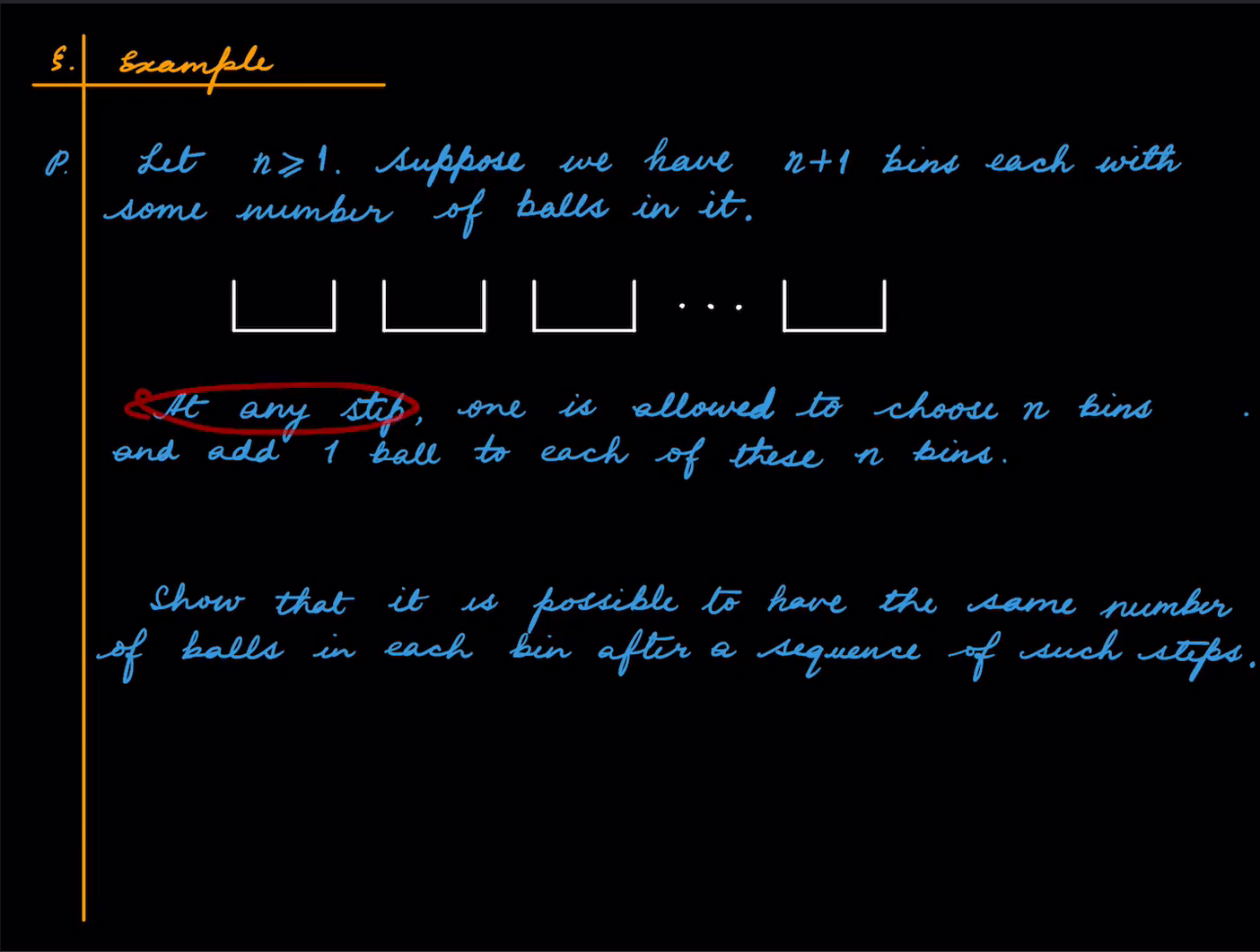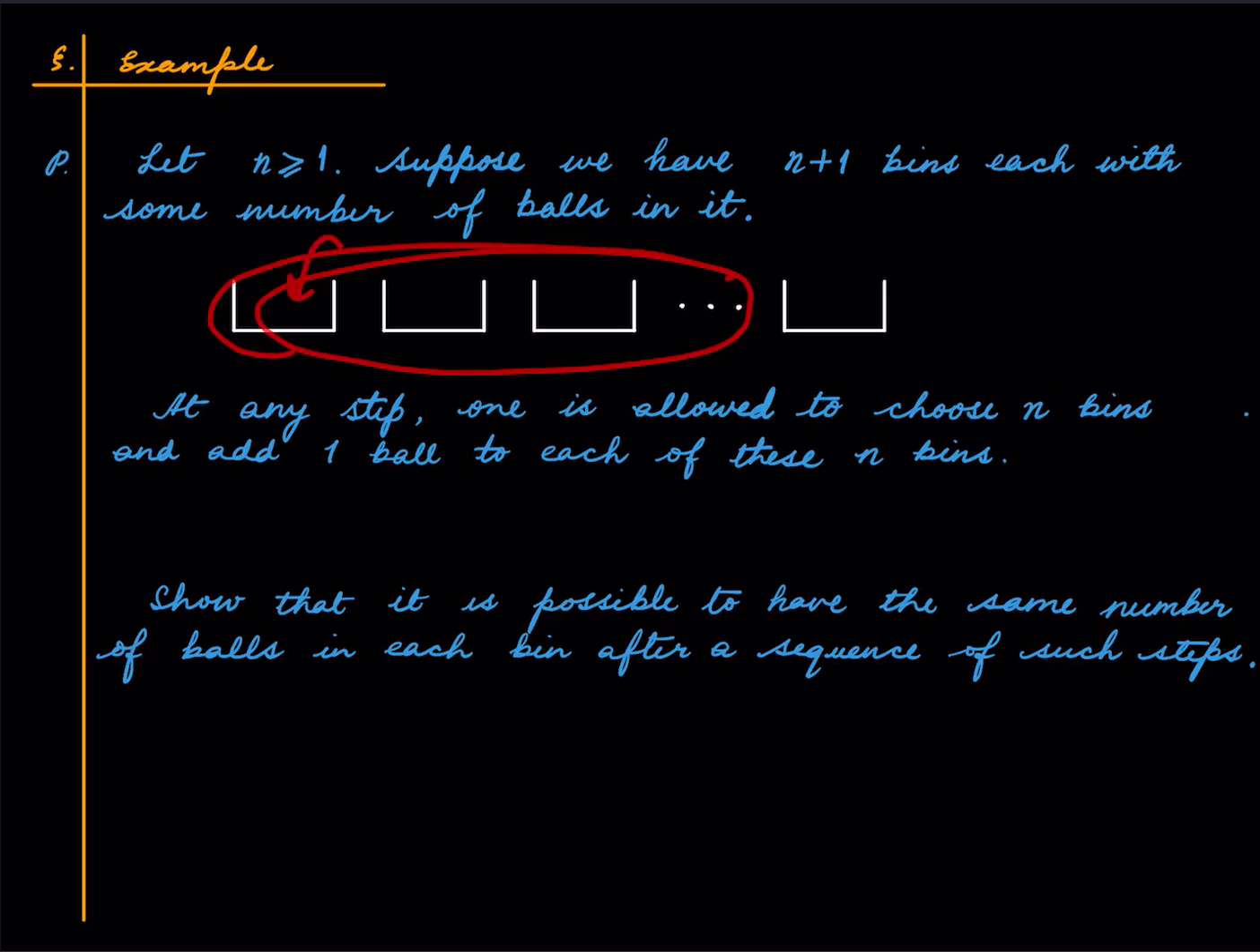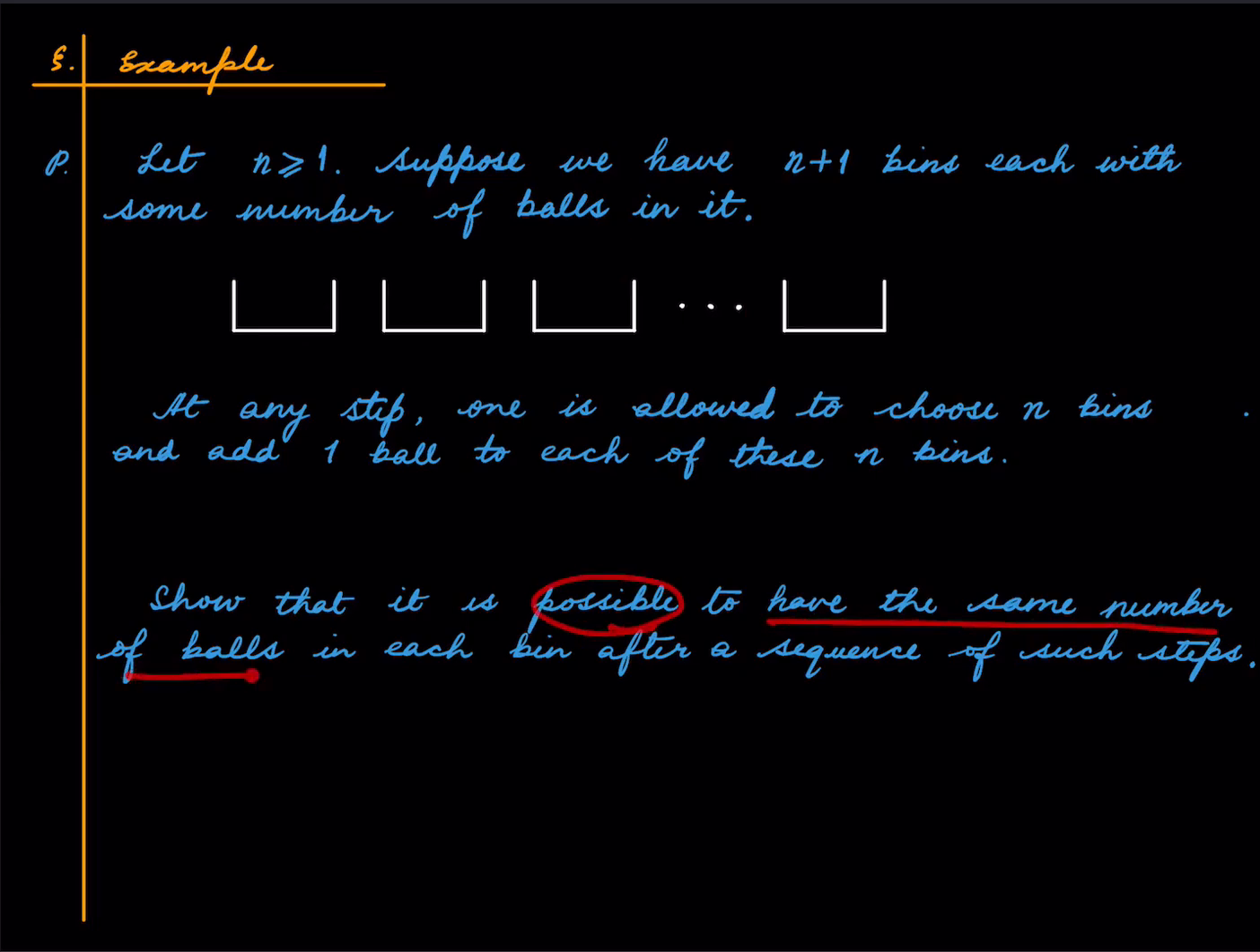At any step, one is allowed to choose n bins and add 1 ball to each of these n bins. So I could pick the first n bins and put 1 ball in each of them. I could do that, so this is allowed. And what we want to show is that it is possible to have the same number of balls in each bin after some sequence of such steps.